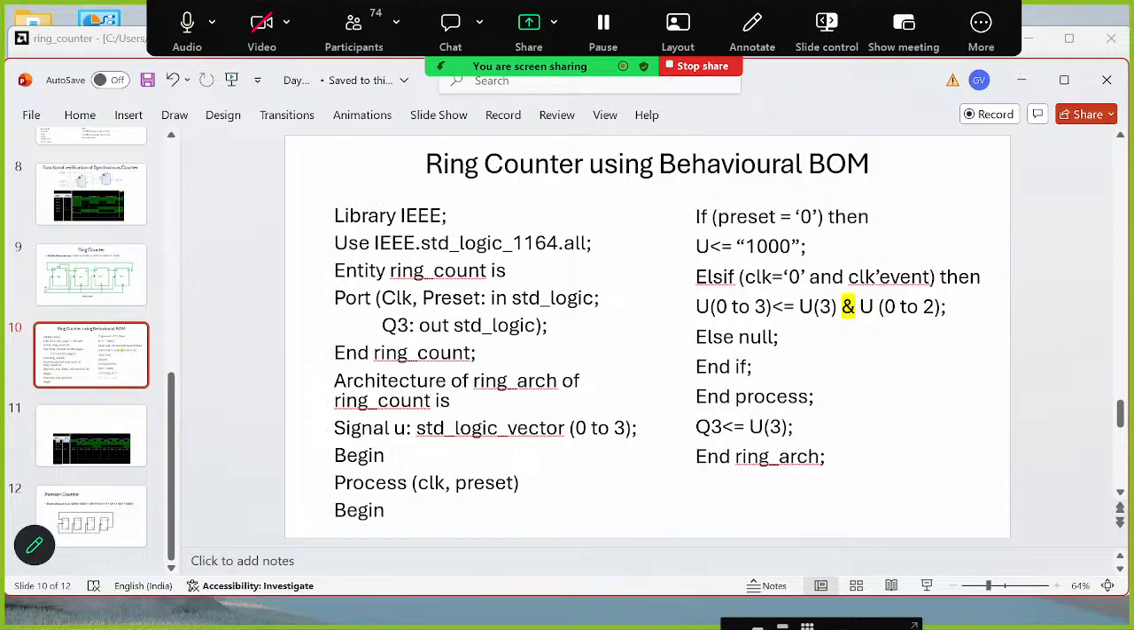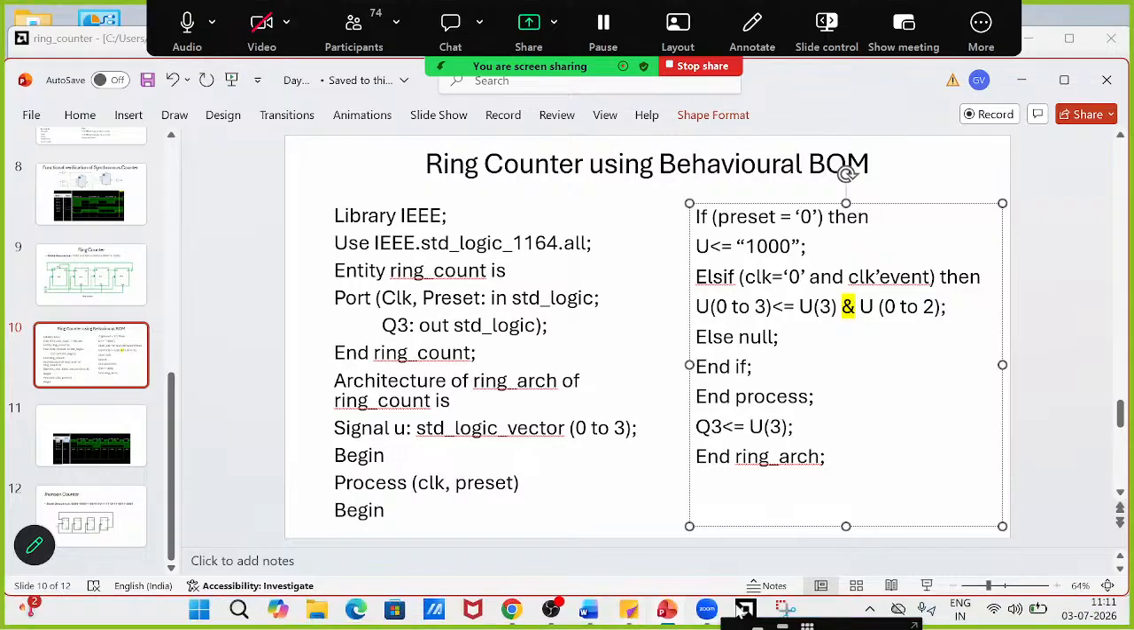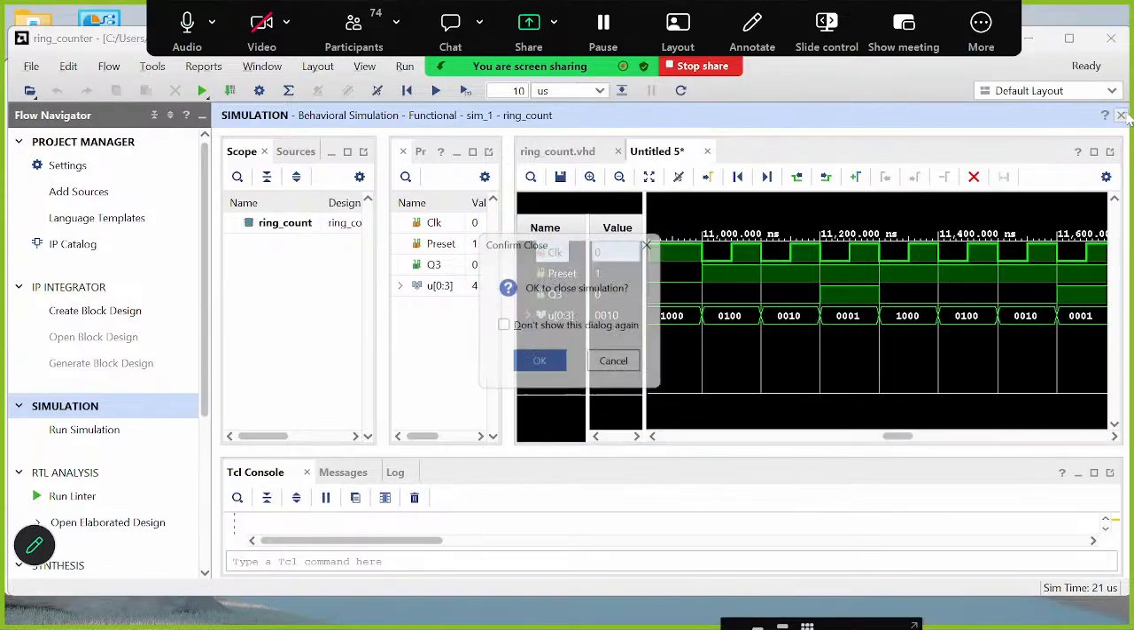So what we have learned in this is a new operator, the concatenation operator, where you concatenate two strings. It is simply the AND operator, but when you use it in this manner, it is actually used as a concatenate operator. If you want to check the schematic of this design, you can check this schematic also.